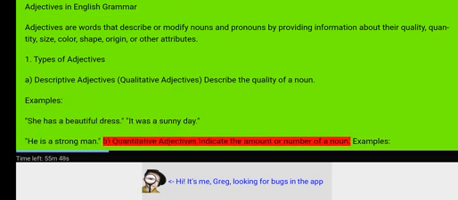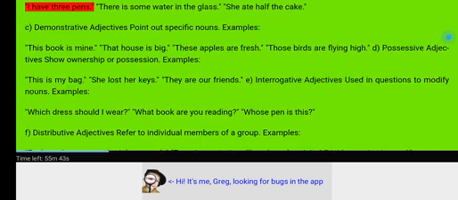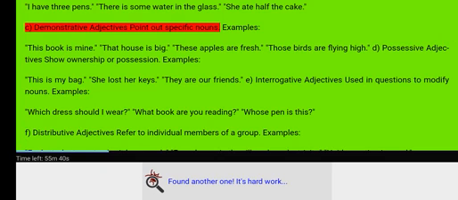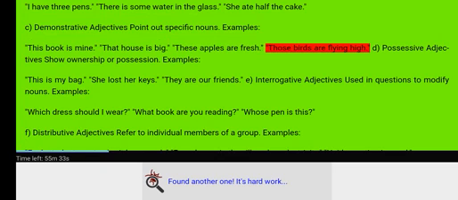B. Quantitative adjectives indicate the amount or number of a noun. Examples: I have 3 pens. There is some water in the glass. She ate half the cake. C. Demonstrative adjectives point out specific nouns. Examples: This book is mine. That house is big. These apples are fresh. Those birds are flying high.